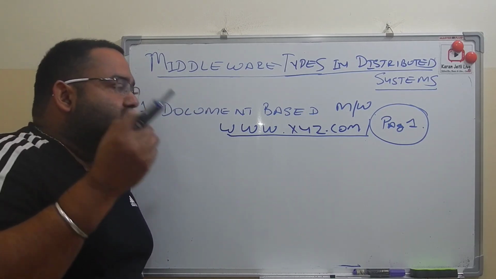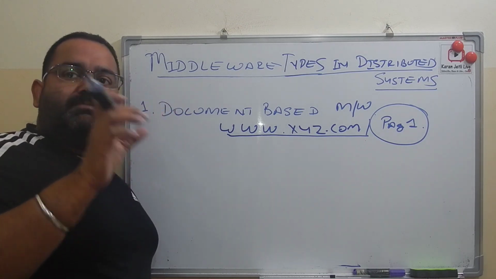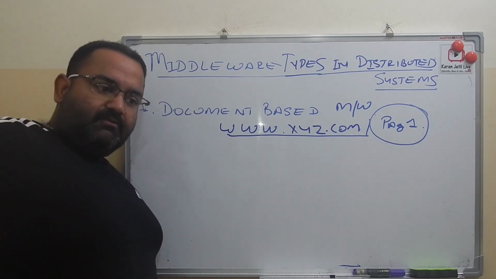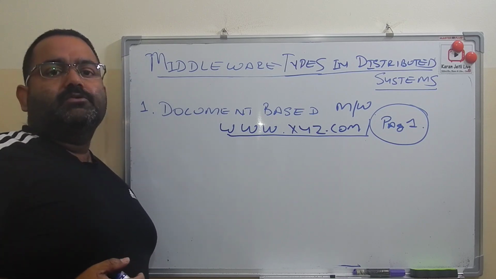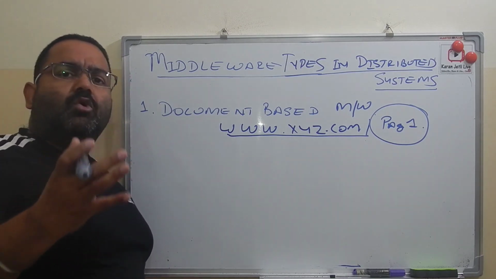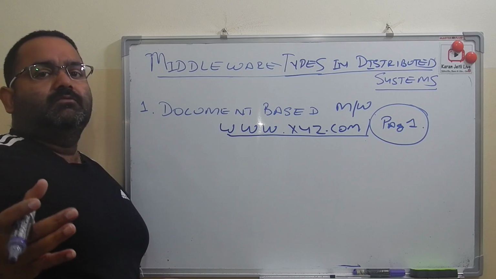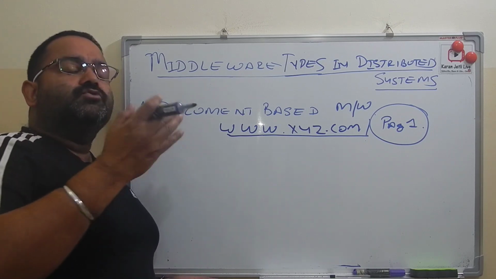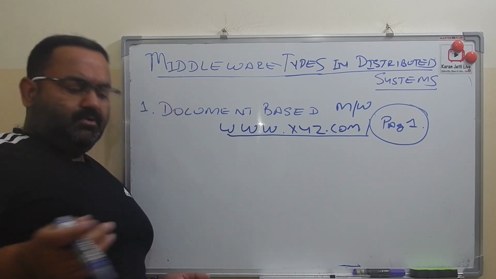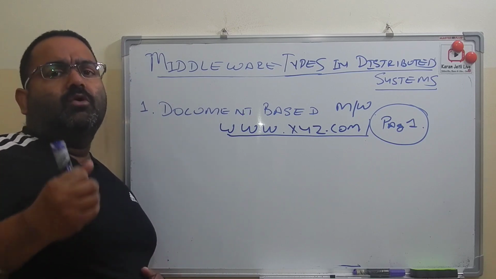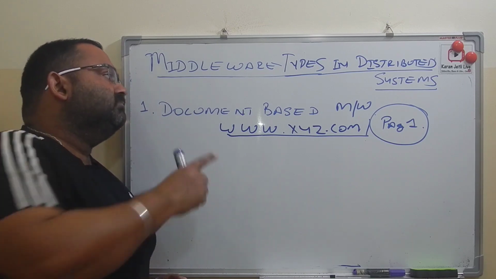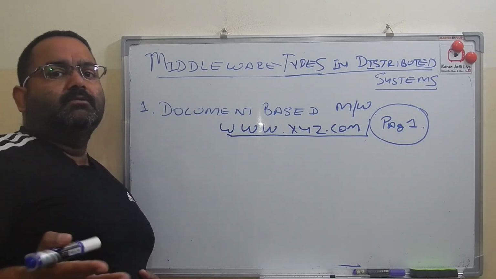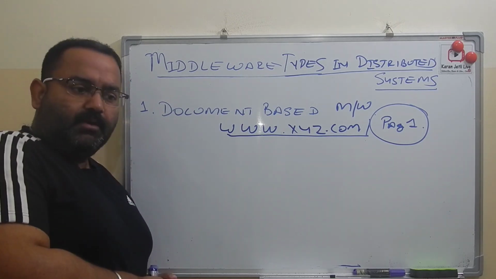Okay, so here each document can have a hyperlink on which we click, and we can link to some other document. This type of middleware is called as document based middleware, and it is a middleware which is used on World Wide Web. I hope all of you know how World Wide Web works. Basically, World Wide Web is an example of document based middleware. So that is one type of middleware.